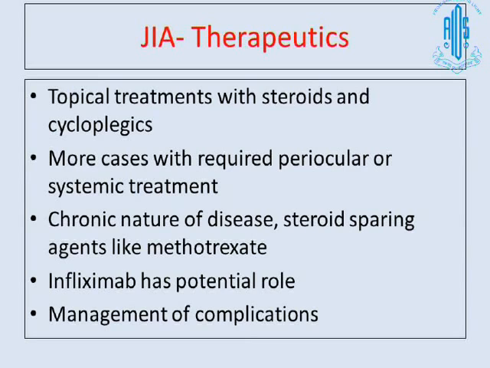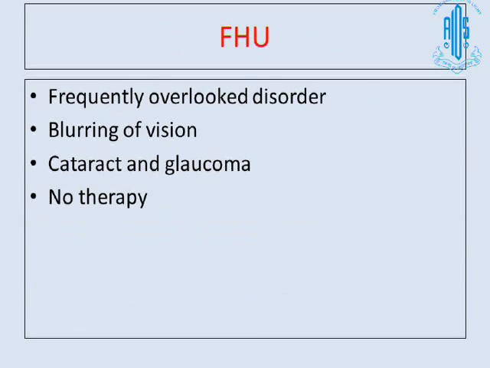So they need to be treated in association with the pediatrician, and they need systemic therapy apart from the local therapy you are going to give to these patients. Of course, Fuchs heterochromic uveitis is a frequently overlooked disorder, but it comes with blurring of vision, and practically no therapy is there.